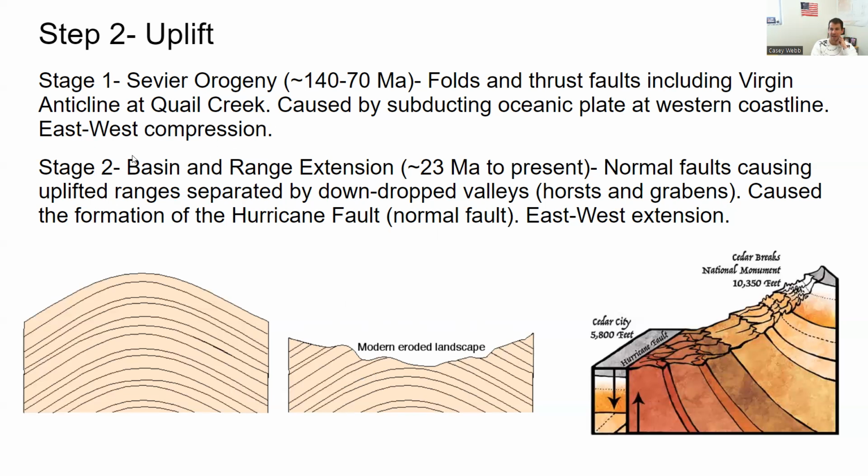Stage 2, more recent, we have basin and range extension, which started about 23 million years ago and is still active and continuing today. This resulted in normal faults where we have uplifted ranges separated by down-dropped valleys. So I don't have my blocks in here, but the block model that I have, I pull the 2 outside blocks apart, the middle block drops down. That's more or less what we're seeing throughout this basin and range province, which exists in Western Utah.